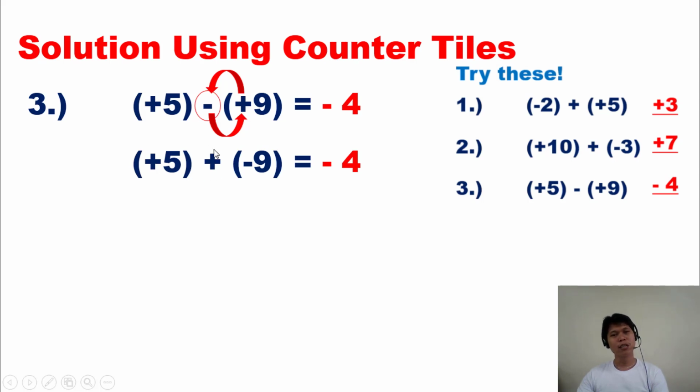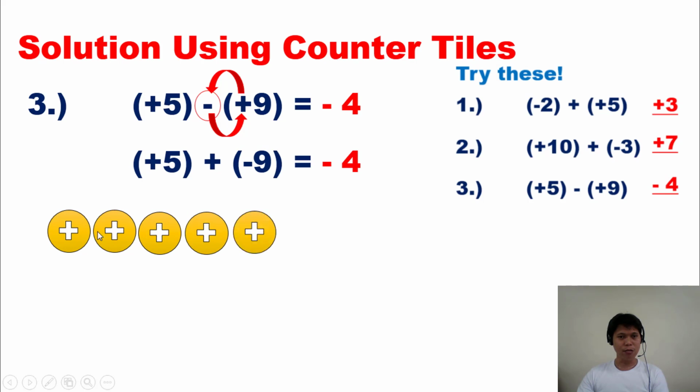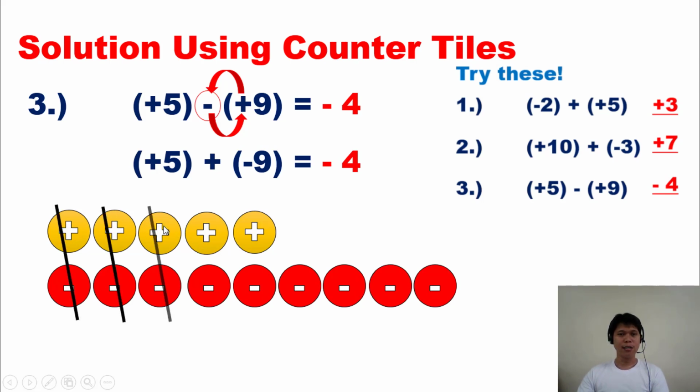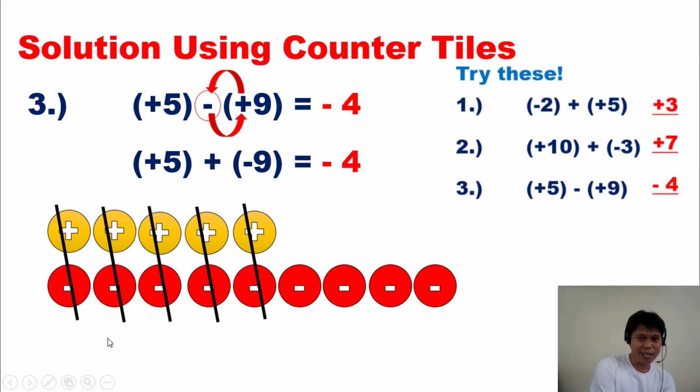The purpose of changing into an addition sign is so that we can still apply the concept of adding counter tiles. So we are going to draw 5 positive tiles, 1, 2, 3, 4, 5, and then add below negative 9. So negative 9, 1, 2, 3, 4, 5, 6, 7, 8, and 9. Okay, after that, we're going to cancel out the zero pairs, and we have the remaining 1, 2, 3, 4, negative 4.